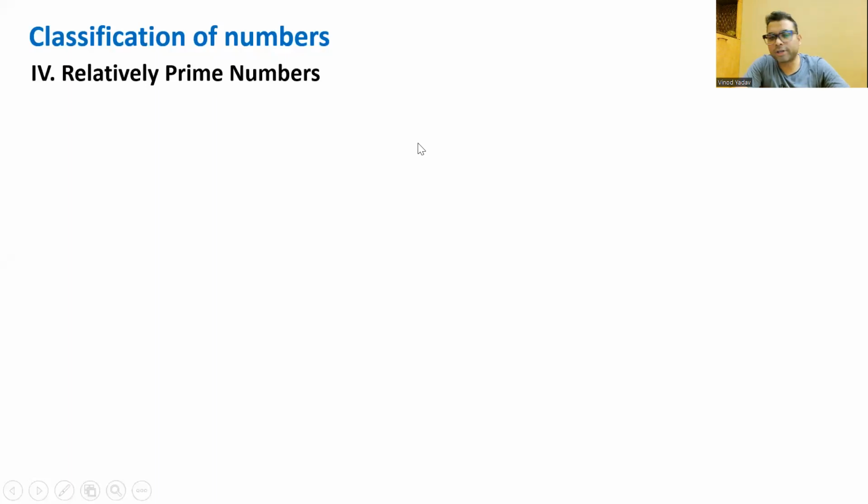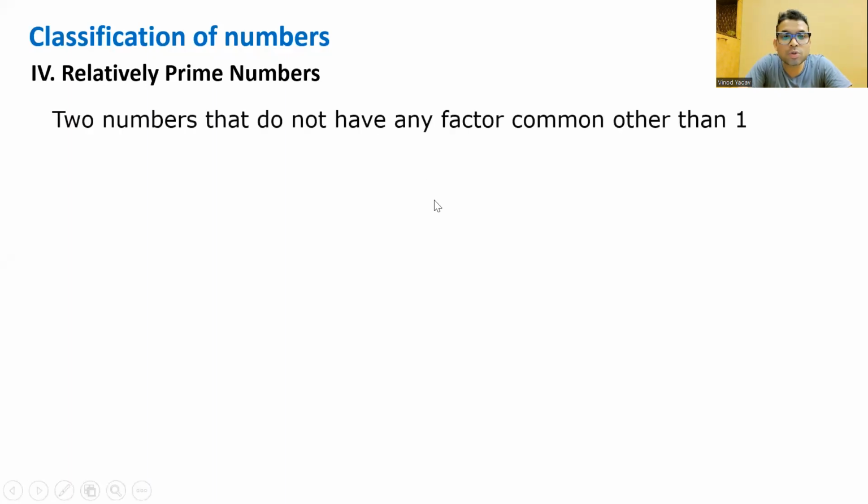Till now, what all we studied? We studied the entire number tree, correct? Then converting recurring into fraction, then even odd operations. Okay, so this much we have done basically. Then one more type is relatively prime numbers. Yes, simple definition: two numbers that do not have any factor common other than 1.